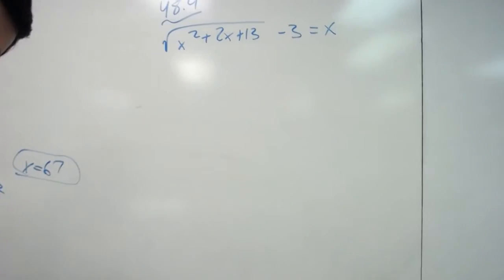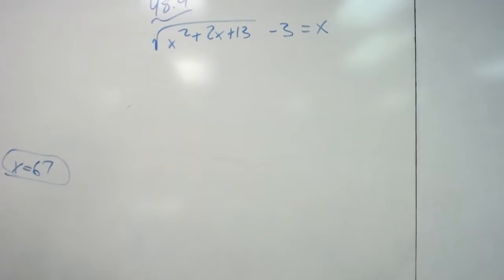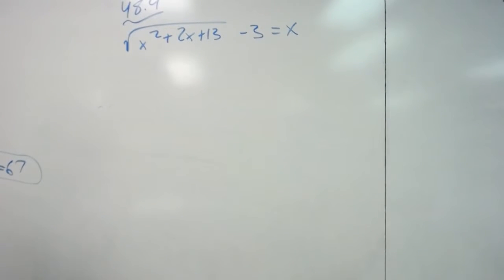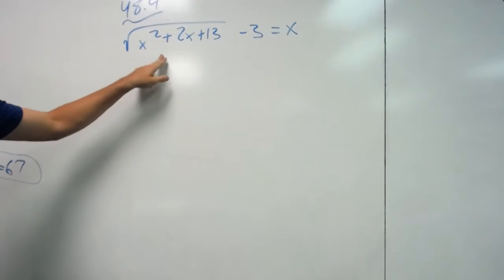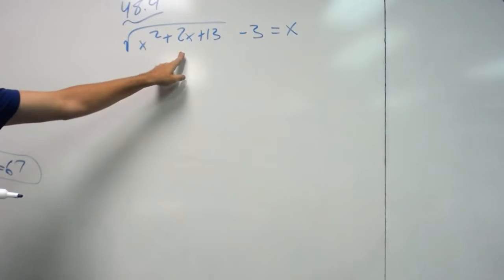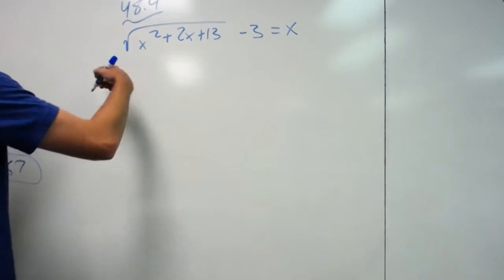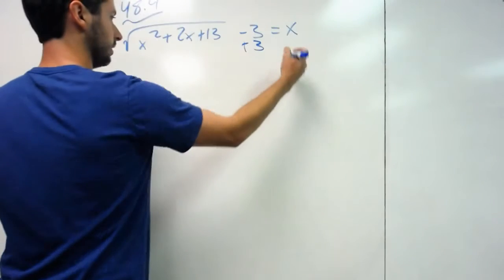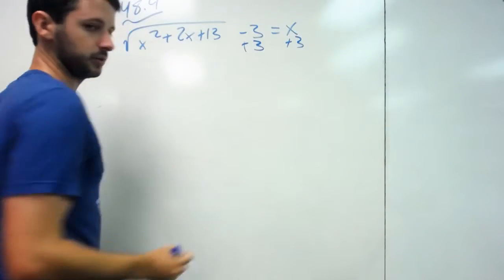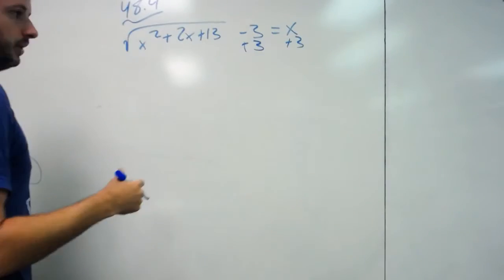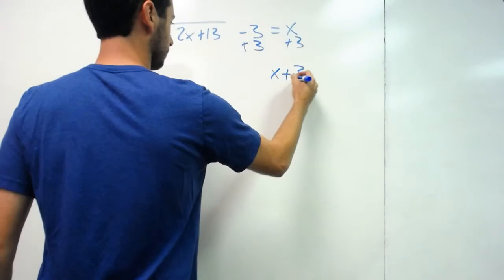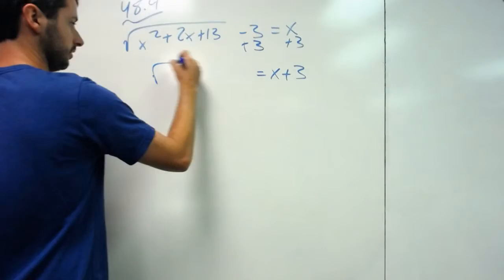It's still same concept. Just adds a few numbers. Step 1, like we said, isolate the radical. So we got to add 3. So now over here, when we add 3, you don't get 3x. That'd be multiplying. You actually get x plus 3 equals the square root of all this.